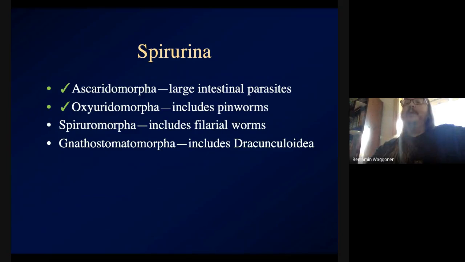Spiruromorpha includes filarial worms, and you've seen these in lab because I had you look at the slide of larval Dirofilaria, the canine heartworm. And Gnathostomatomorpha includes Dracunculoidea, which includes Dracunculus, the Guinea worm, one of the more horrifying human parasite infections, but also one that has almost been driven to extinction.